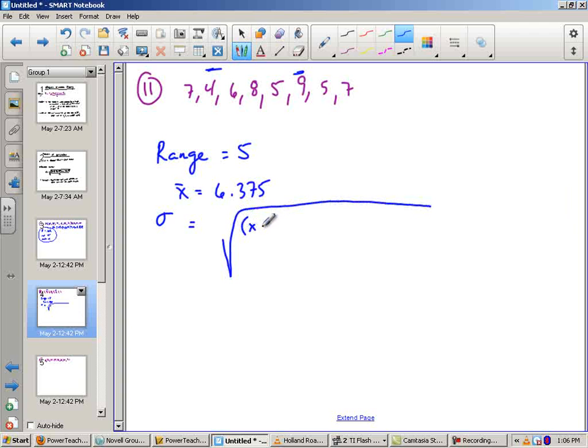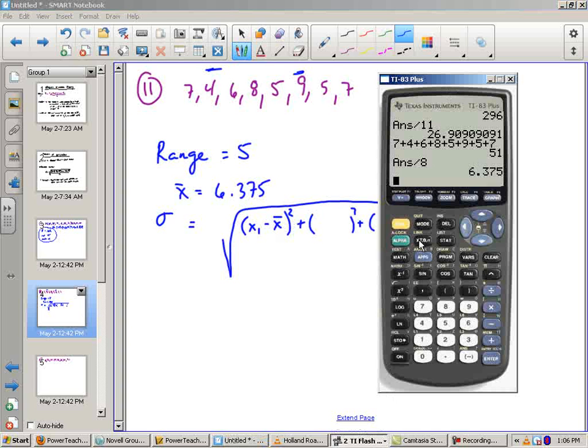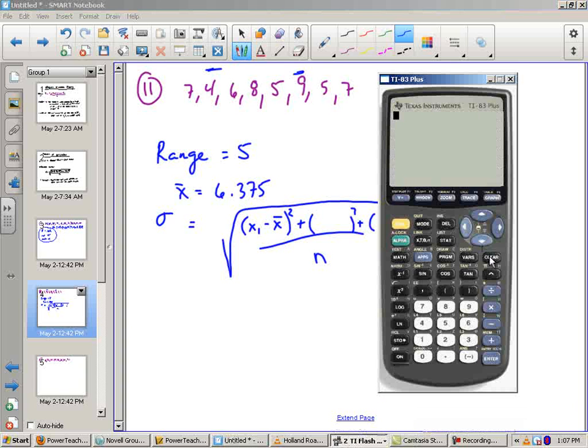To get the standard deviation, this takes quite the square root. Remember, it's got the x value, so x1, which would be 7. I'd minus the average, which is 6.375, square it, and add the next, and add the next, and always squaring these parentheses. This is going to take a while to write out, so I'm just going to go straight to the calculator and try to type this in. I'm not going to put the square root in, and I'm also not going to put in the divided by n part yet. I'm just going to do the calculation where I add all the values up.